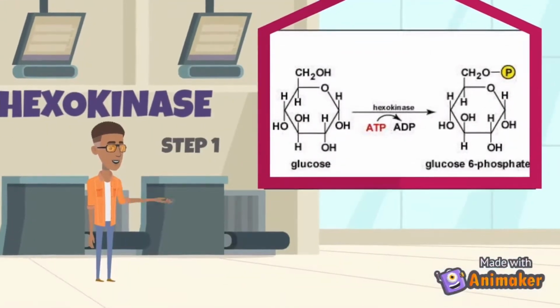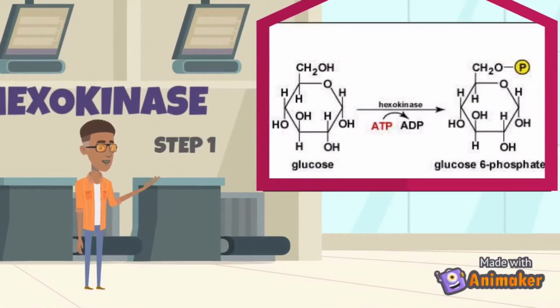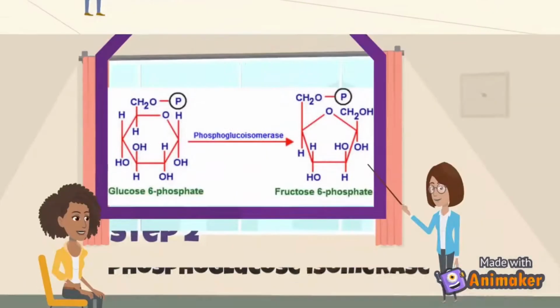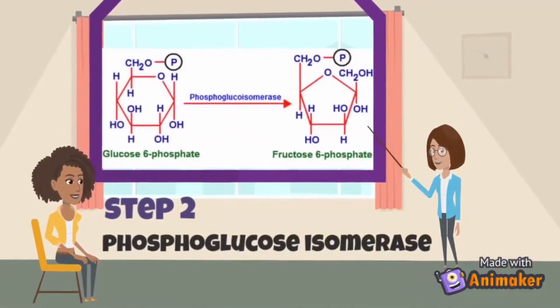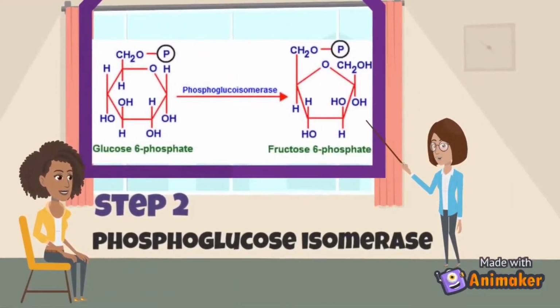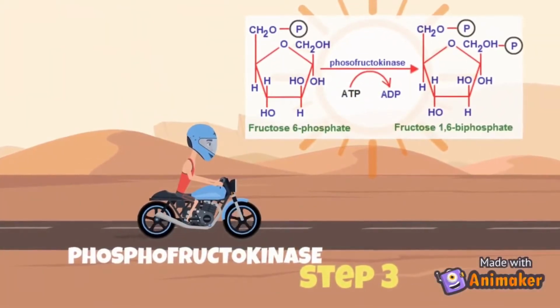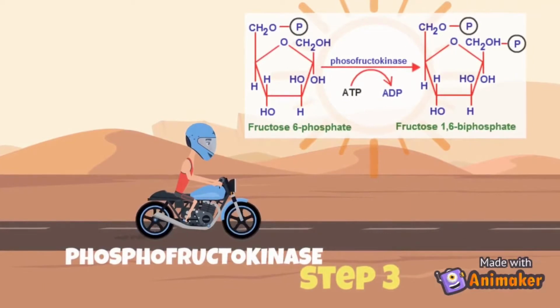The first step of glycolysis is conversion of D-glucose to glucose 6-phosphate, which is catalyzed by hexokinase. The second reaction of glycolysis is the rearrangement of glucose 6-phosphate into fructose 6-phosphate by glucose phosphate isomerase. Phosphofructokinase with magnesium as cofactor changes fructose 6-phosphate into fructose 1,6-bisphosphate.